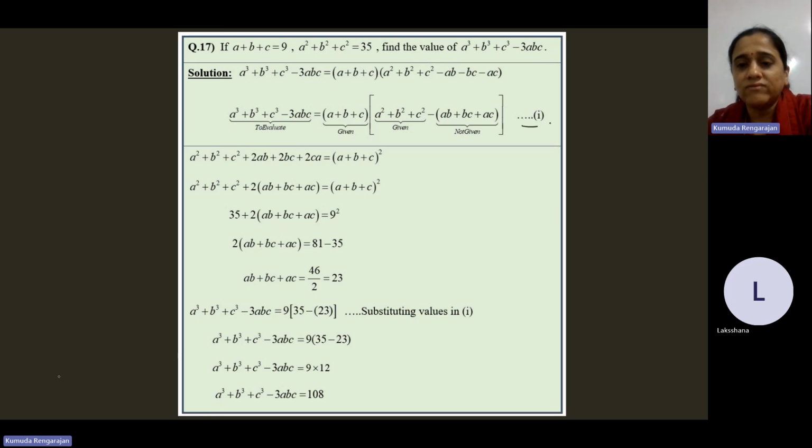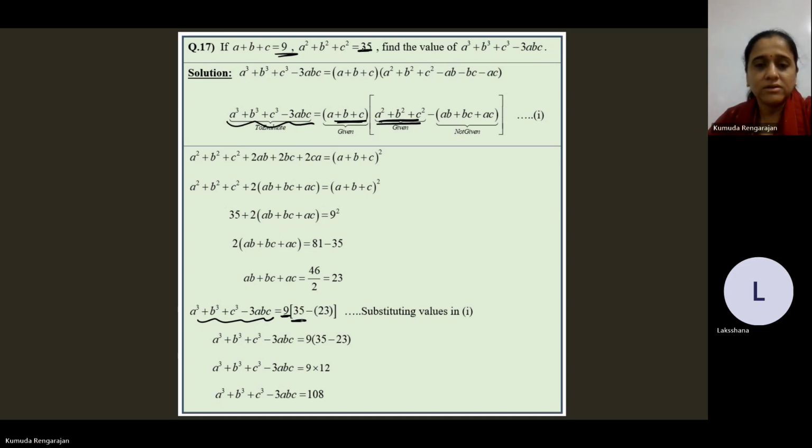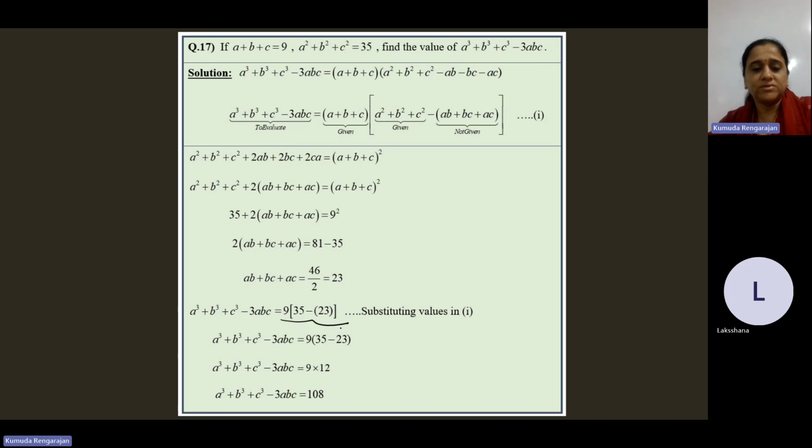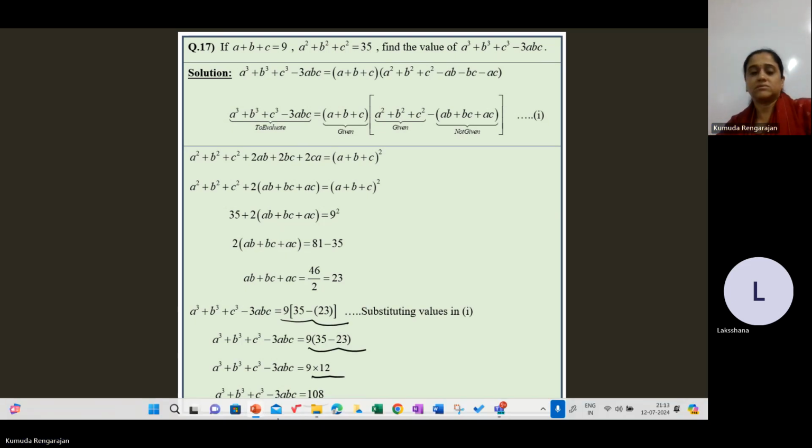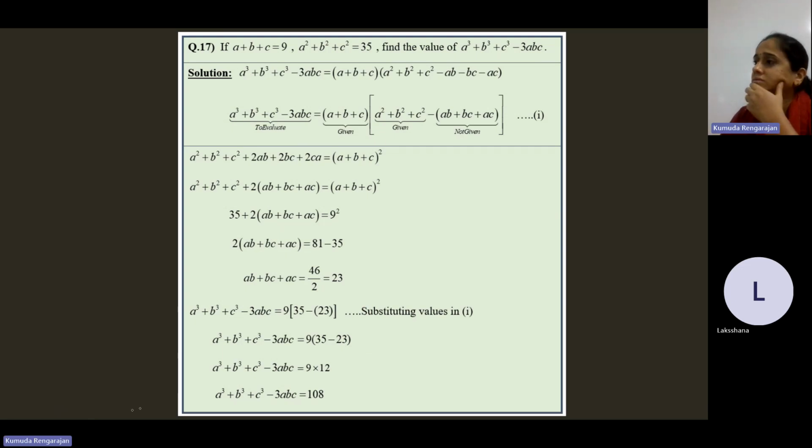Now go back. I've called this identity 1. So substitute the values, now that we have the values of all the expressions. I've written this one here. Then I put the values. What is A plus B plus C? 9. I put it here. Then what is this one? 35. So that's what I put here. And then minus AB plus BC plus AC, so minus 23. So we're substituting the values in 1. And yeah, simplify this. It's 108. All right.